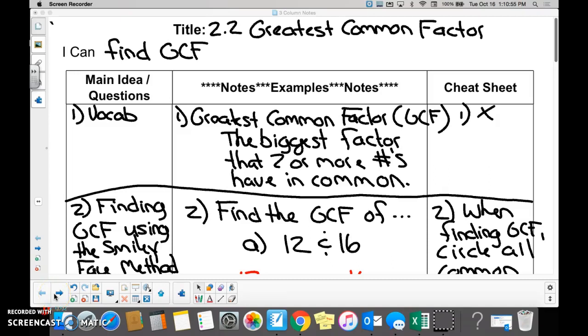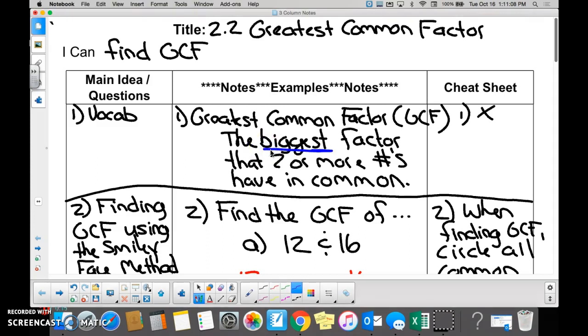2.2 Greatest common factor. I can find GCF. Thank you, Cicero. And you guys, again, GCF stands for? Greatest common factor. So greatest common factor is the biggest number that 2, 3, 4, 5, 6 or more numbers have in common. Yes or no? Yes. Okay.